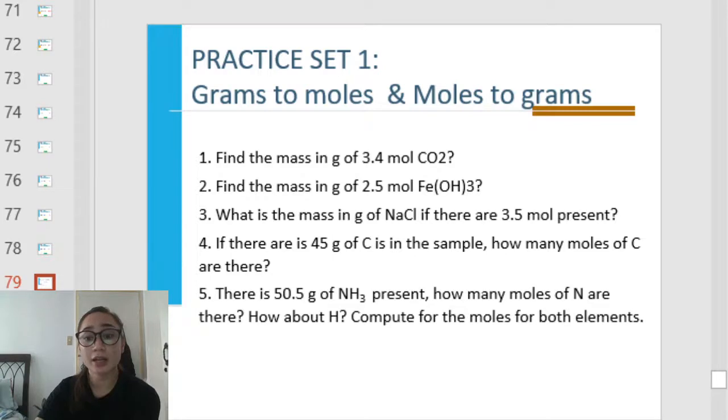So, that is your practice set for grams to moles and moles to grams. And that is the end of part 2 ng ating stoichiometry. So, we still have another part of this. So, gagawin naman natin yung the other way around, no? Yung gamit si Avogadro's number and also yung gagamitin na natin yung simula una from grams to moles to atoms and pabalik, vice versa. Okay, so thank you for listening.